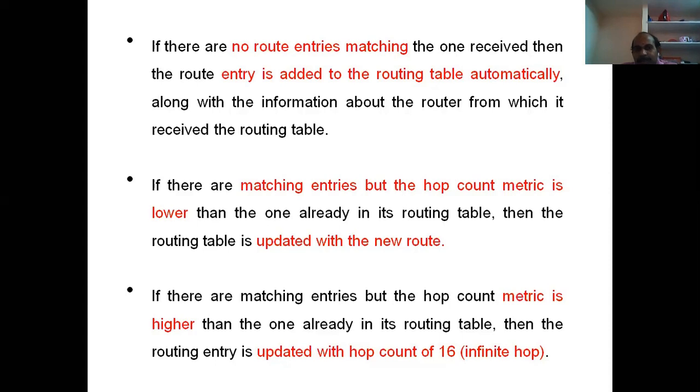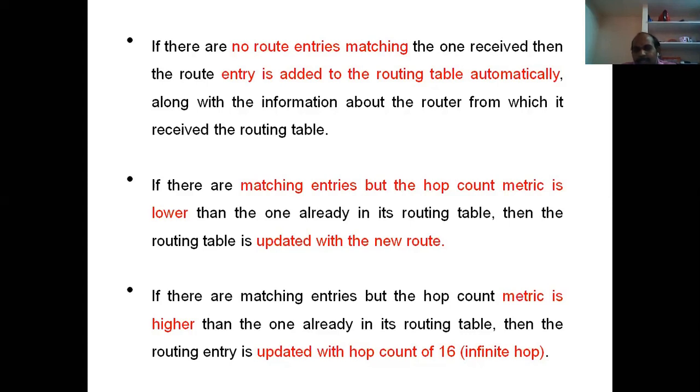So each and every router, at the starting of the time, when it receives the request from different routers, is able to update the routing. And if there are entries already there, and there are matching entries, it will check whether the hop count is lower. If the hop count is lower, then the routing table will be updated with the lower one.